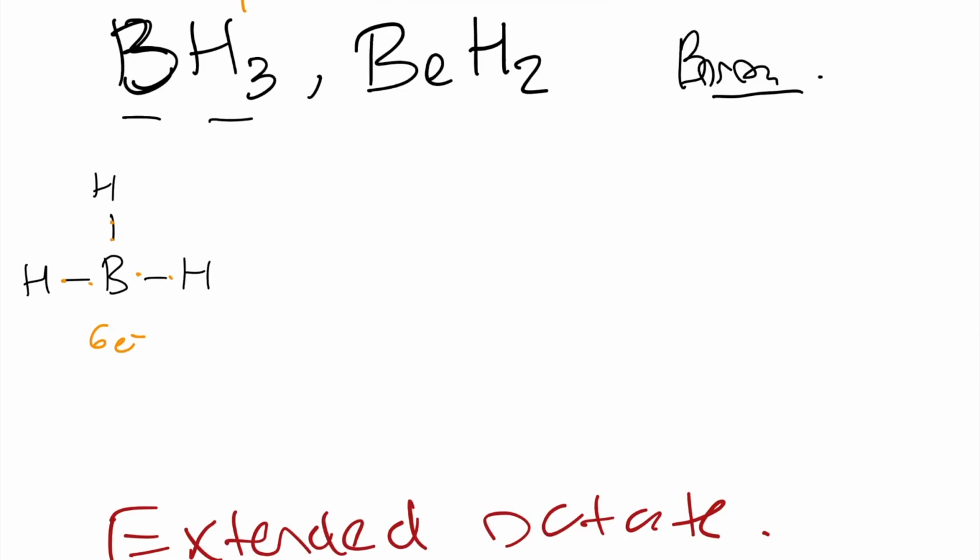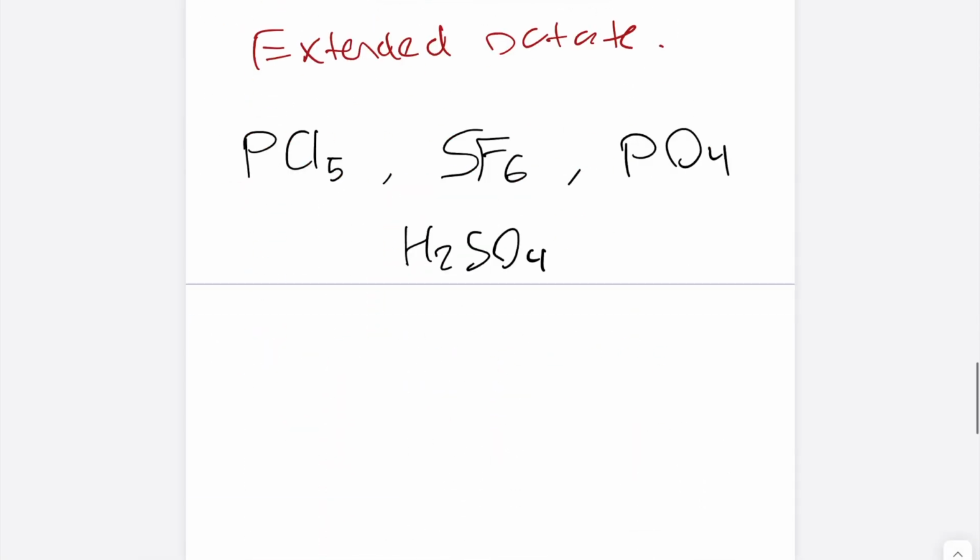So what about beryllium? Well, beryllium can be happy with just 2. 1, 2, 3, 4 electrons. So it's a weird situation, I know, but those are just 2 exceptions.